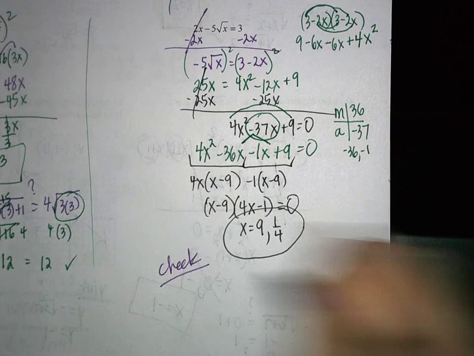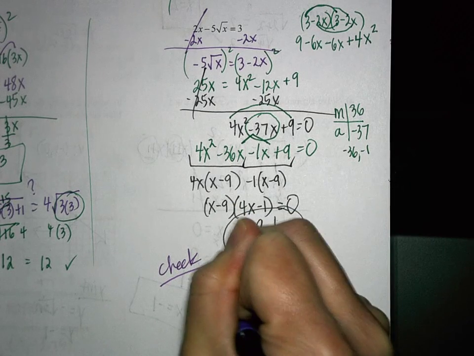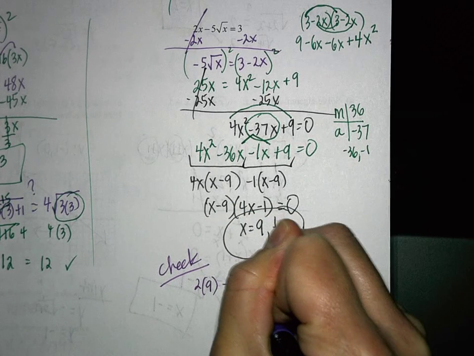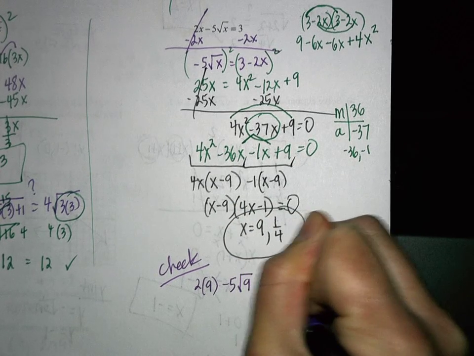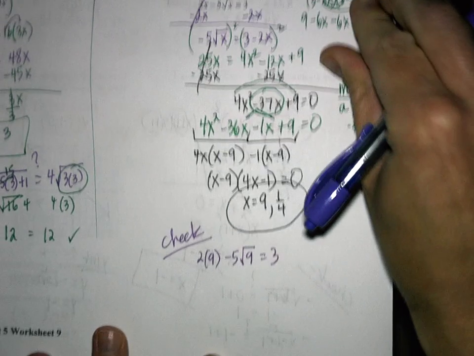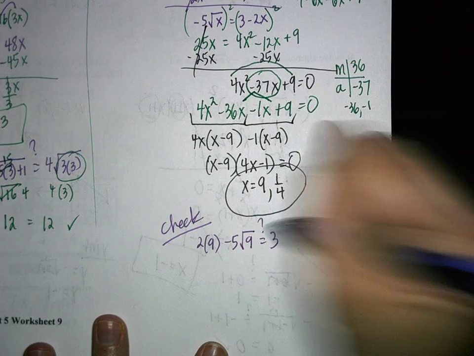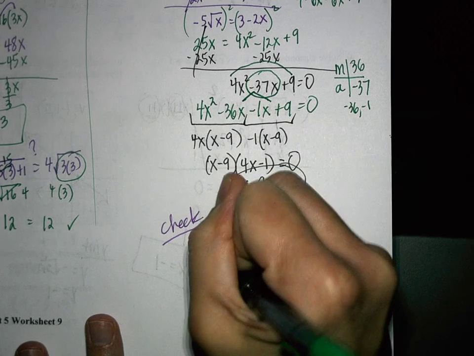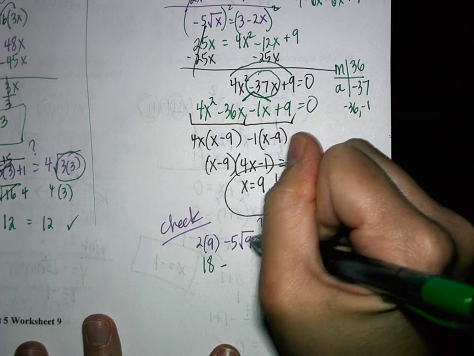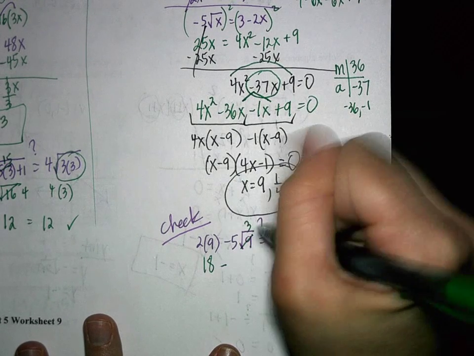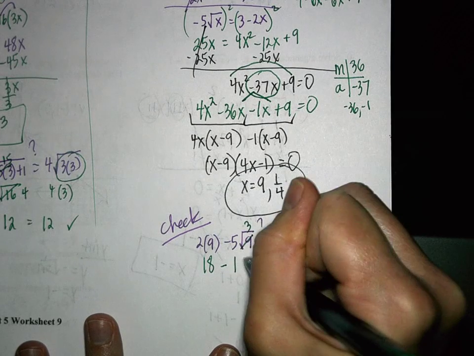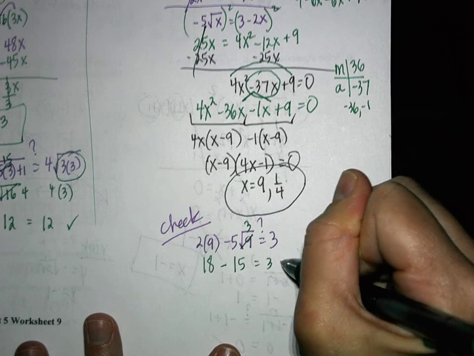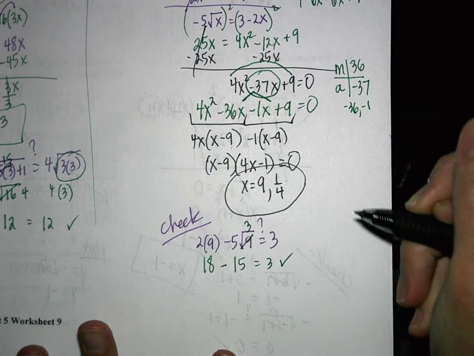I'm going to plug in 9 first. 2 times 9 minus 5 root 9 equals 3. What's 2 times 9? 18. Minus, what's the square root of 9? 3. What's negative 5 times 3? Negative 15. Does that equal 3? Yes. Okay, I'm pretty sure 9's the answer.